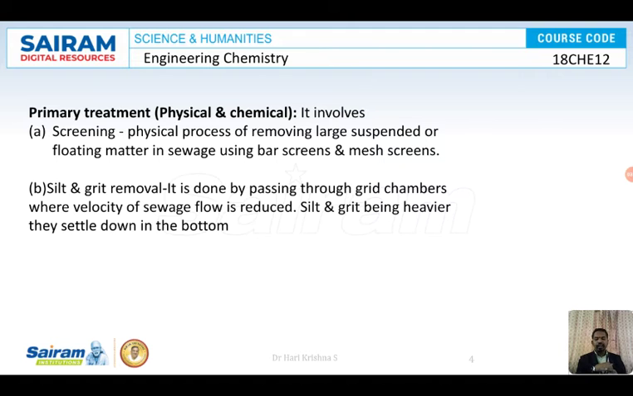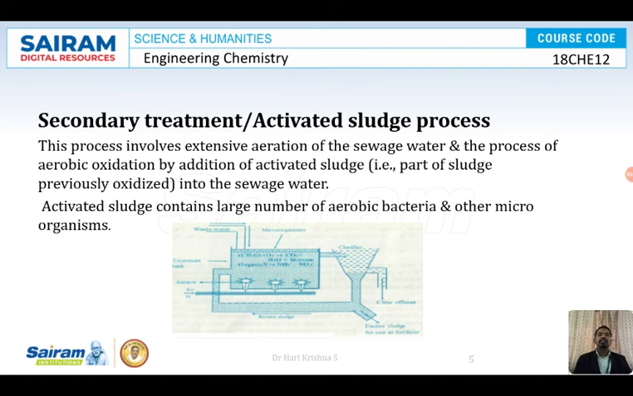Secondary treatment is usually called the activated sludge process. This process is extensively used to treat water in institutions and apartments, etc. Activated sludge is nothing but microorganisms.